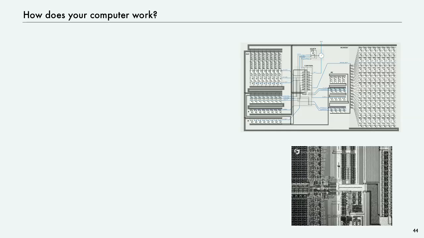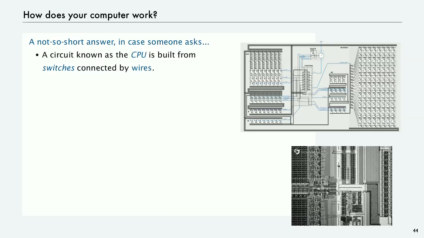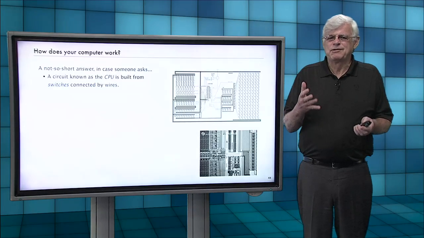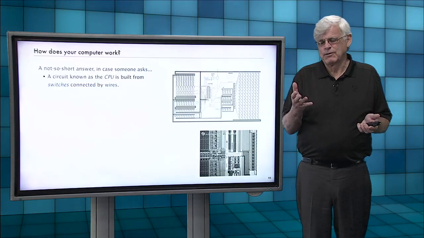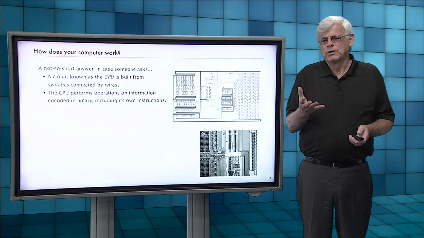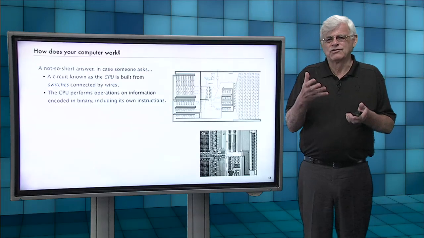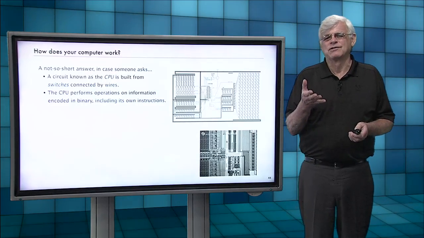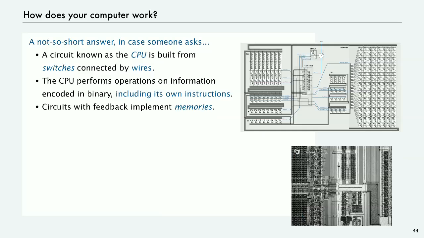The details, all the details are very interesting. But somebody might ask, well, you took a course in computer science, how does the computer work? And it's worthwhile to try to think of the basic ideas that we've covered. So there's a circuit known as a CPU that's built of very simple elements, switches that are connected by wires. And what it does is it processes information that's encoded in binary, even including its own instructions. That's the fundamental concept of the von Neumann machine.